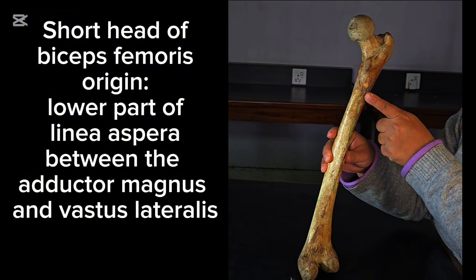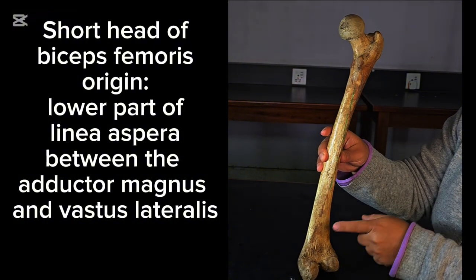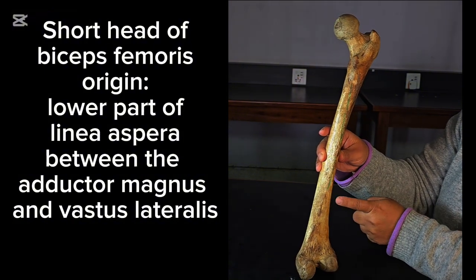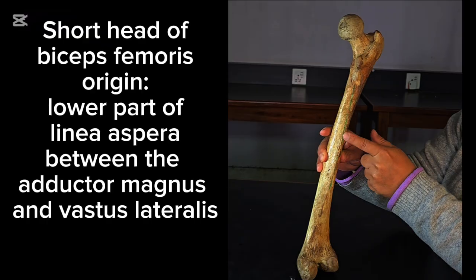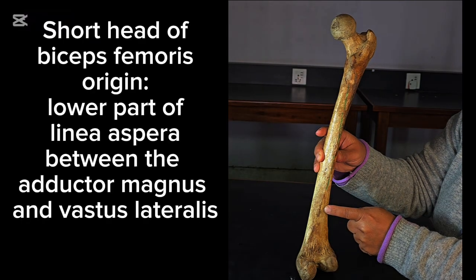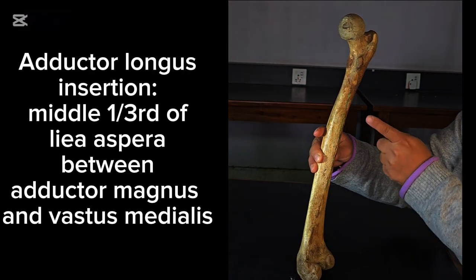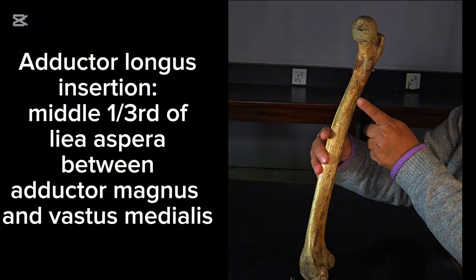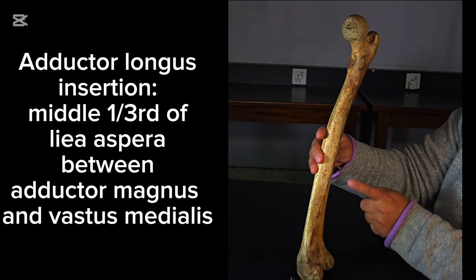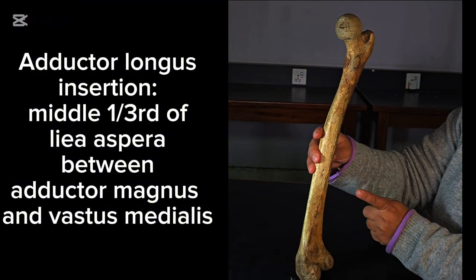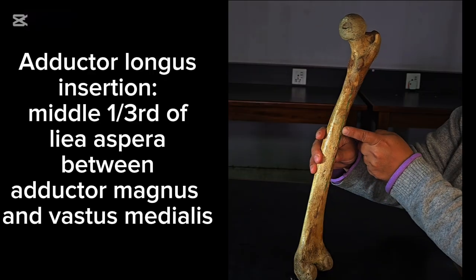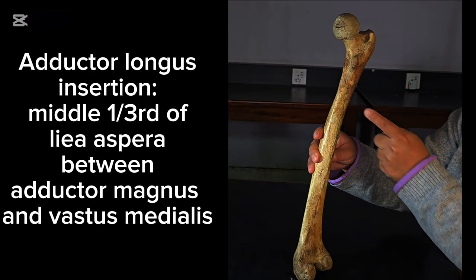Between the attachment sites of the adductor magnus and vastus lateralis, the short head of the biceps femoris arises from the lower part of the linea aspera. Also, between the attachment sites of the adductor magnus and vastus medialis, adductor longus is inserted into the middle third of the linea aspera. Ossification.